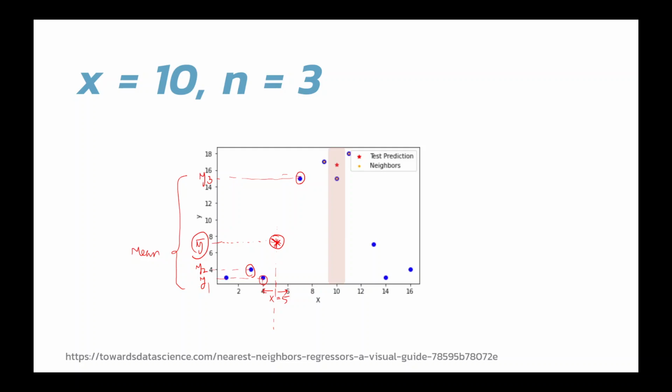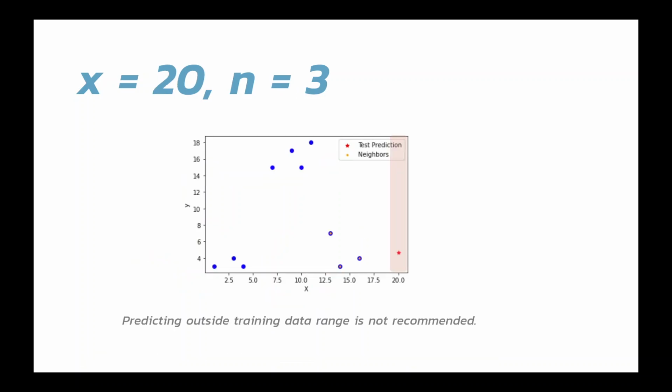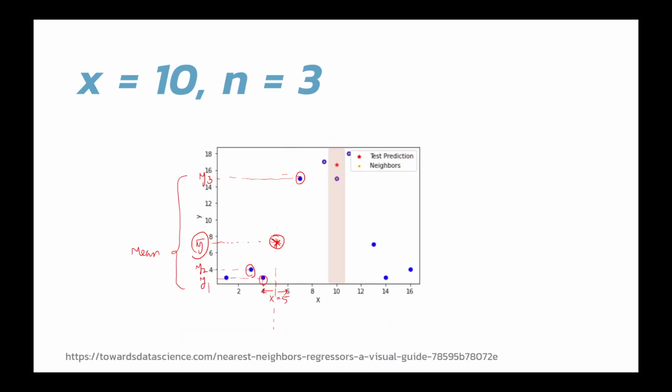If you need another example, let me know. All right, so that's how it works. As you can imagine, the number of neighbors is probably going to affect your prediction the most, because it depends on how much you want to average over.